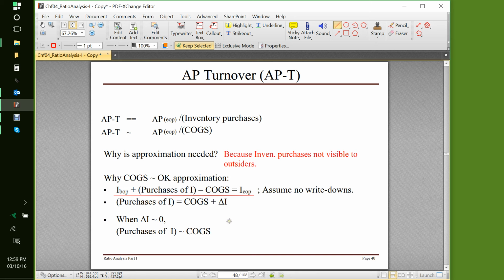So now let's get purchases of inventory on the left-hand side of the equal sign and everything else on the right-hand side. And here I can say that inventory at the end of the period minus inventory at the beginning of the period is delta I, change in inventory in the period. And for large steady state companies, the change in their inventory is not going to be so large.